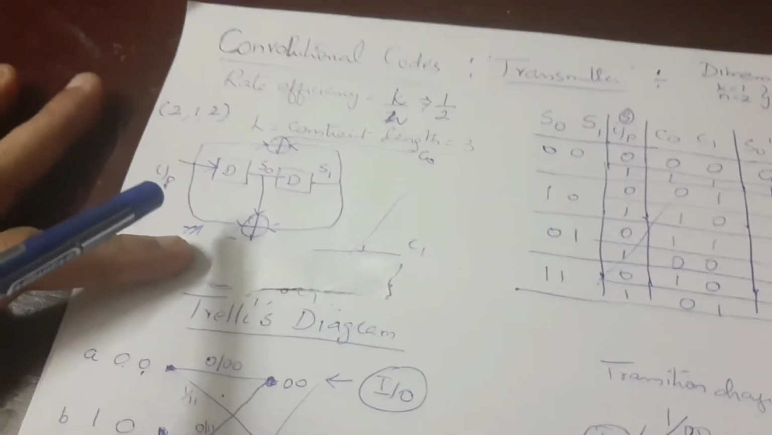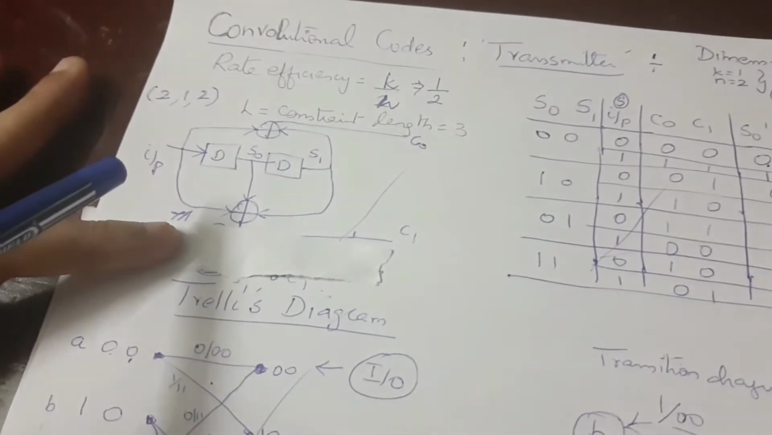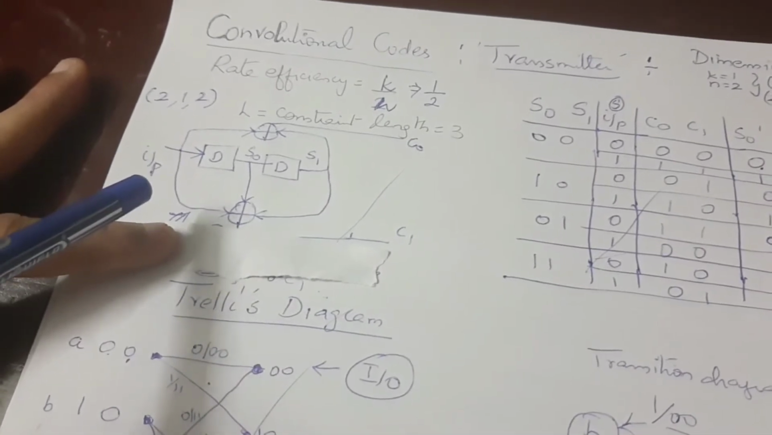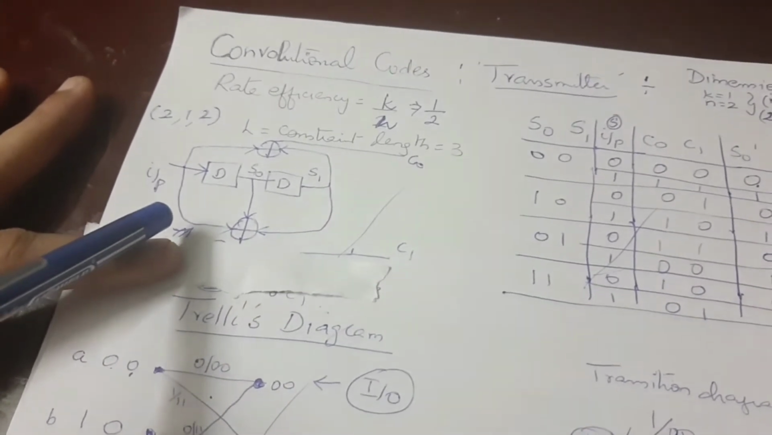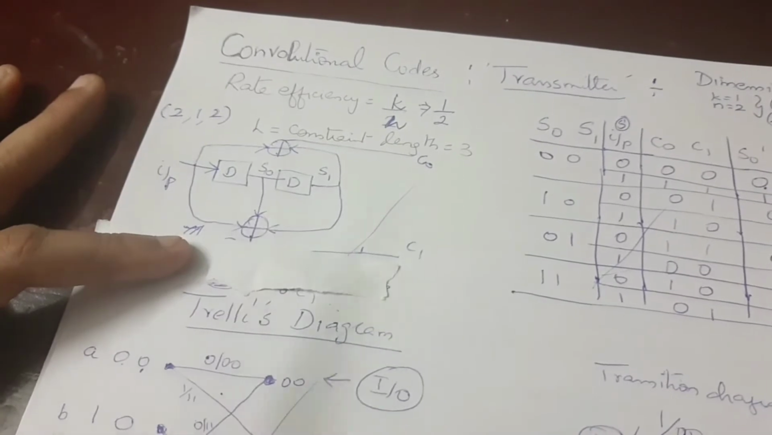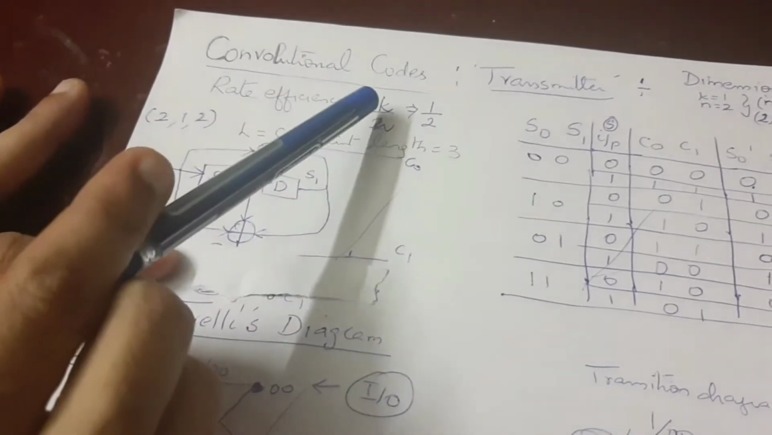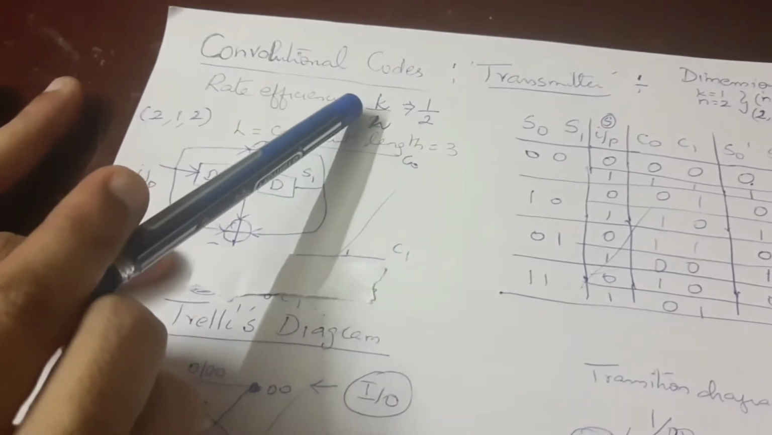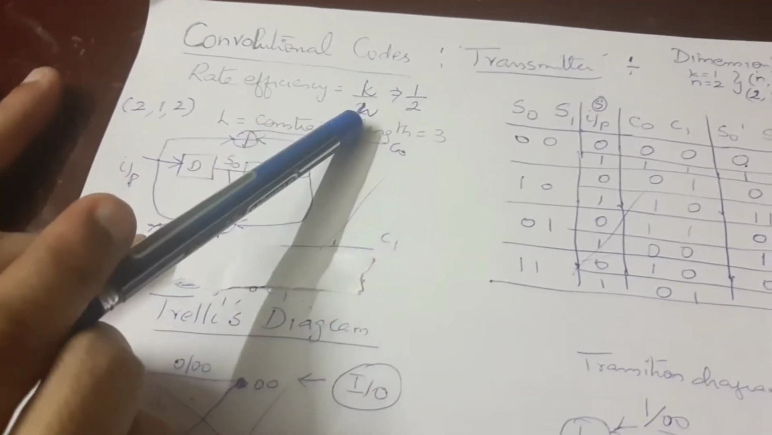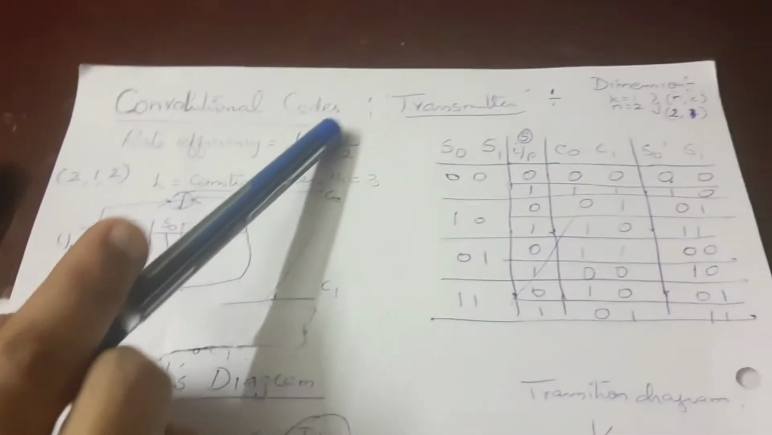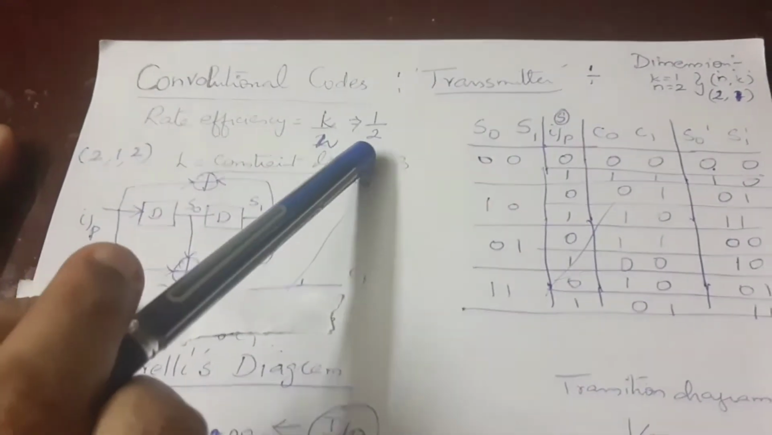Apart from the dimension parameter, we need to know the efficiency rate calculation for this particular circuit diagram and what the constraint length will be. Rate efficiency is defined by the ratio of K by N. K we already know is 1, N is equal to 2. Therefore, the rate efficiency of this particular circuit is half.